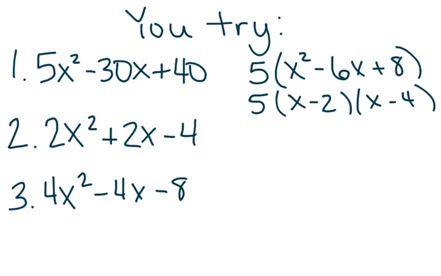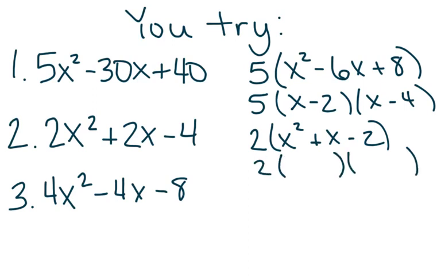Alright, then number 2. A 2 is the GCF that you could take out. So I'm going to take out a 2 and show you what's left. I got this. So then I'm looking for two numbers that multiply to give me negative 2, but add to give me 1. So the only thing I can think of is a positive 2 and a negative 1. Yay!